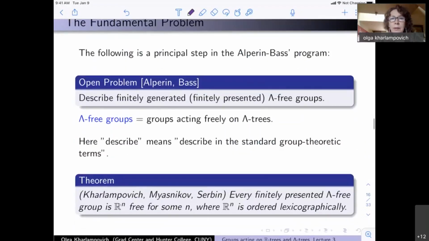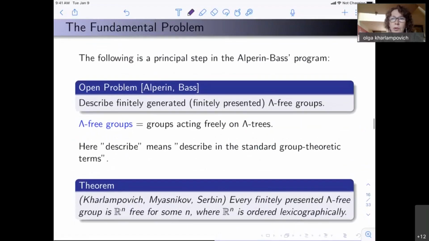Now, basically, Alperin and Bass had this influential paper, and they posed a problem: describe finitely generated, or at least finitely presented, lambda free groups. Again, lambda free groups are groups acting freely on lambda trees. Now, describe means describe in the standard group theoretic terms. What we proved with Alexei and Denis Serbin is that we gave a description in the case of finitely presented groups.